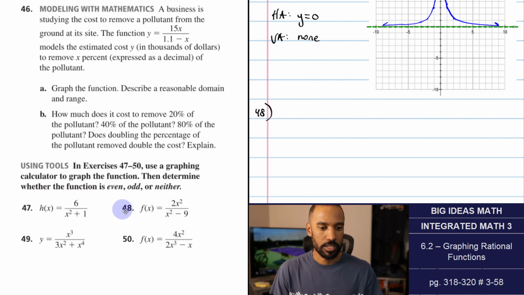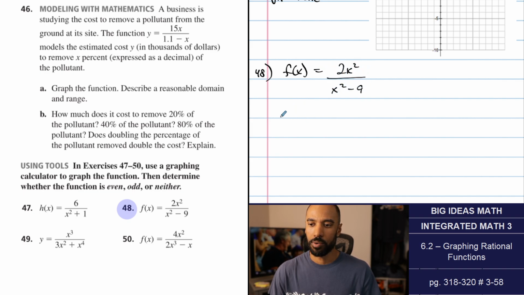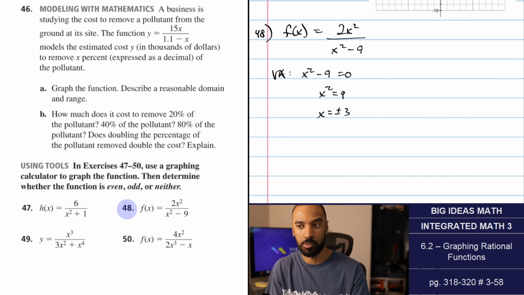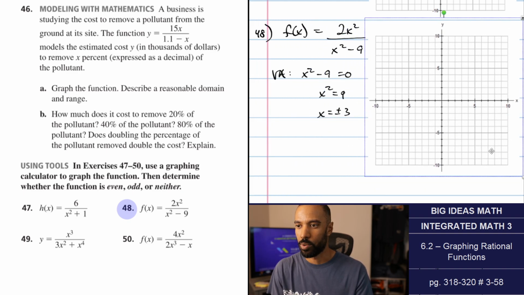y equals 2x squared over x squared minus 9. And this one I can do a few more things with. So take a look at this one. As far as what I can kind of control, let me start with the vertical asymptotes. This is where x squared minus 9 equals 0. x squared equals 9. Take the square root of both sides. x is plus or minus 3. Those are 2 different asymptotes, guys. We have 2 vertical asymptotes here.